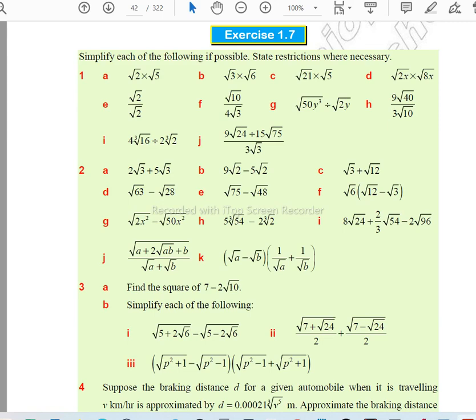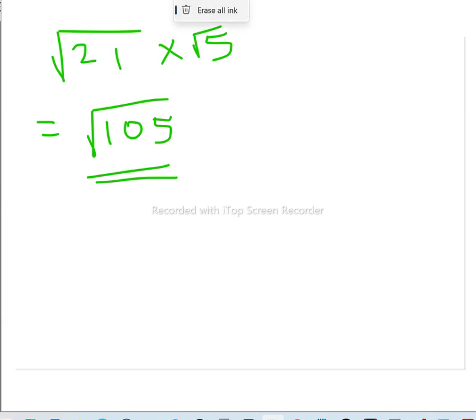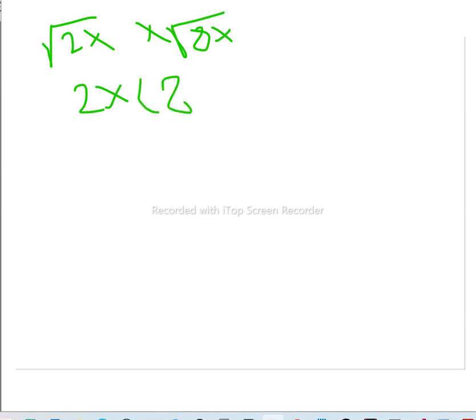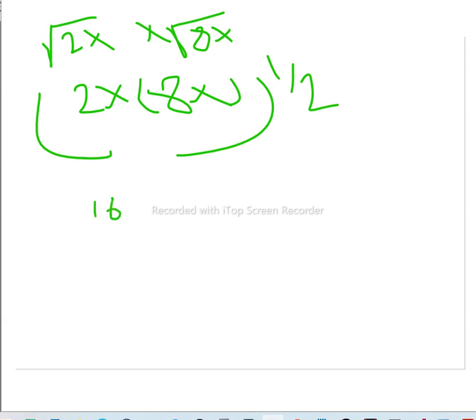The next question, under D, is the square root of 2x times the square root of 8x. Let us simplify this question. Let us first write the question. The square root of 2x times the square root of 8x. First we have to bring this equation. We can write it like this: 2x times 8x, the whole to the power of 1 over 2, because they have the same index. Then 2 times 8 is 16, and x times x is x squared.